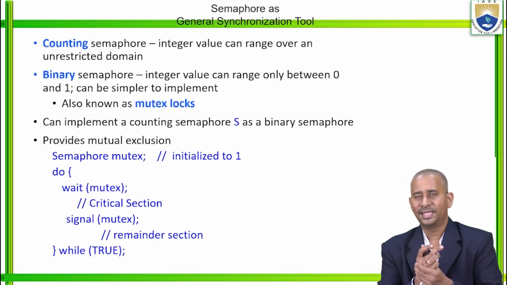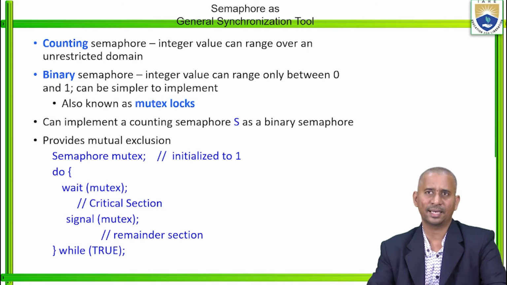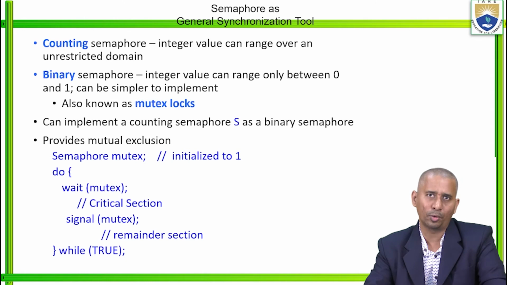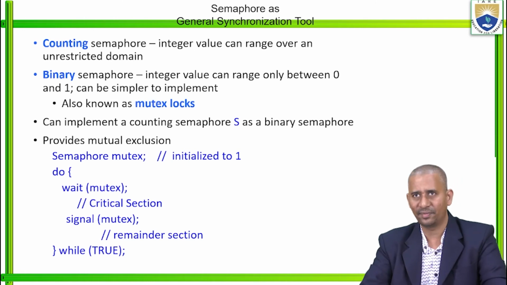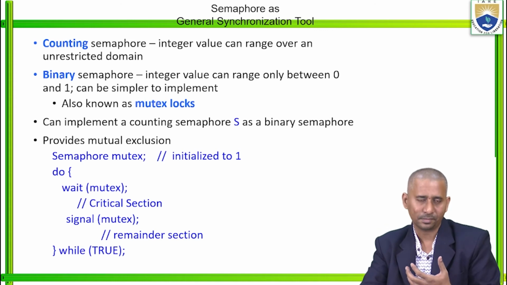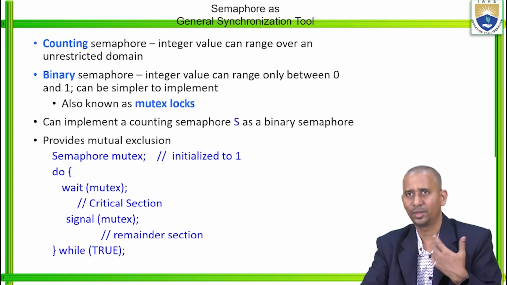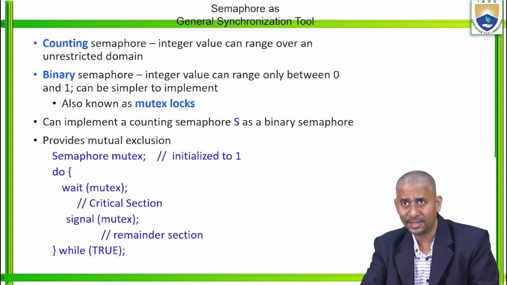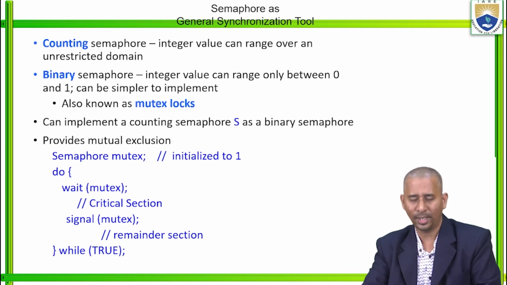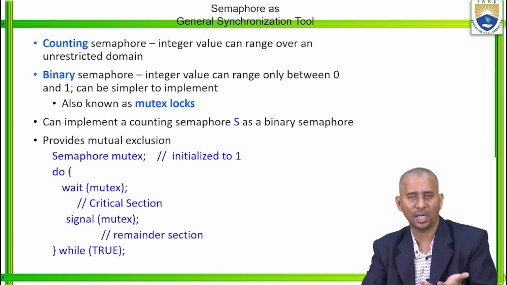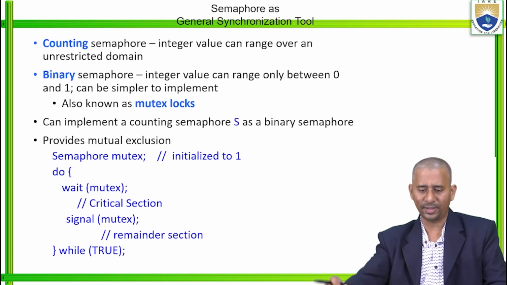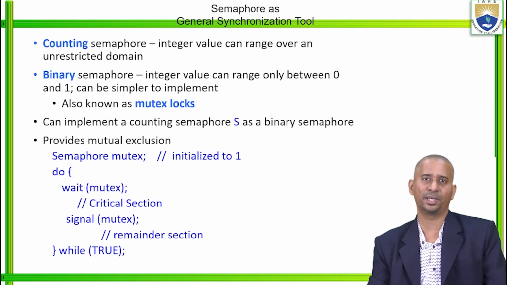So, semaphore as a general synchronization tool. Basically these semaphores are classified into counting semaphores and binary semaphores, right? We know counting means numbers, right? 1, 2, 3 and so on. Whereas binary semaphores take the values only zeros and ones. That's why these binary semaphores are also called mutex locks. So coming to semaphore as a general synchronization tool.